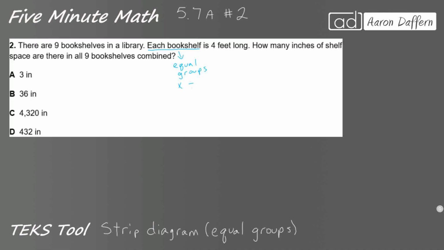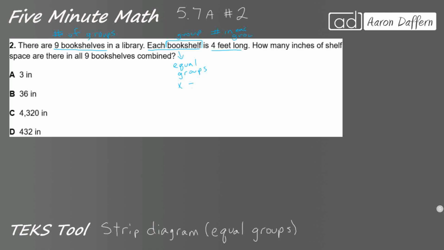And then it actually tells us what the group is, right? Each bookshelf, that's the group. So that's going to be helpful because when we say we've got 9 bookshelves, well, that lets us know it's the number of groups because we've already identified that our bookshelf is our groups. And then how long is each bookshelf? We've got 4 feet long. So each group is going to have something in it. In this case, it's going to be distance. So this is the number in each group.